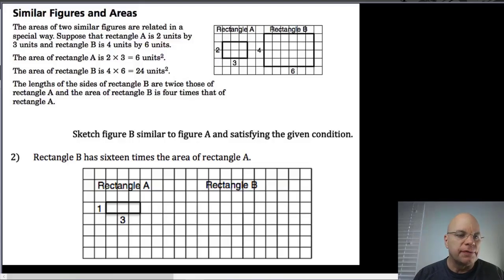We've been working with similar figures. Problems 2 and 3 on tonight's homework are prefaced by a little bit of notes. So let's look at this. It says similar figures and areas. The areas of two similar figures are related in a special way.